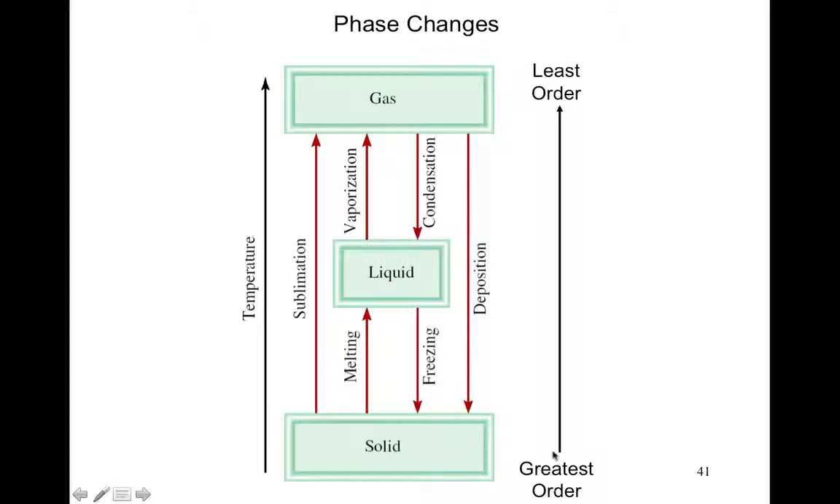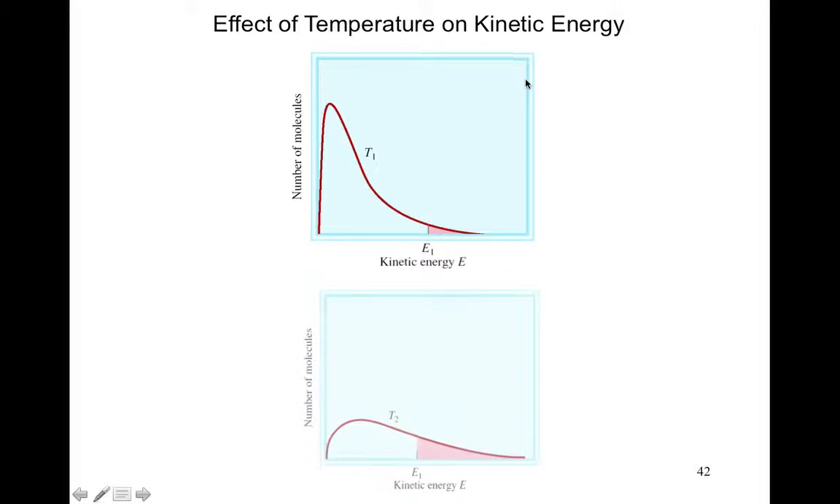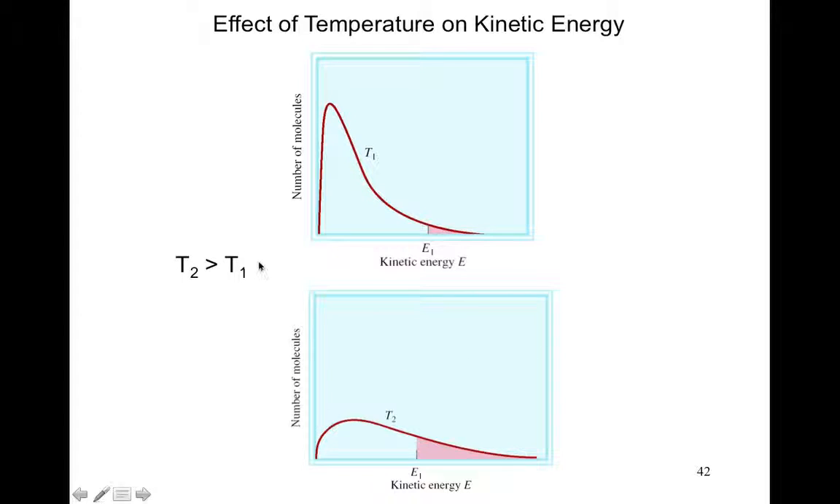So the greatest order would be in the solid state, and the least orderly would be in the gaseous state. So here's how temperature affects molecules. Kinetic energy at temperature 2 is going to be greater than at temperature 1. And here you can see that kinetic energy decreases a lot if you have fewer molecules. And at temperature 2, the higher temperature, even as we get fewer molecules, our energy still stays really high because we're at a higher temperature. So being at a higher temperature is going to create a lot of energy.